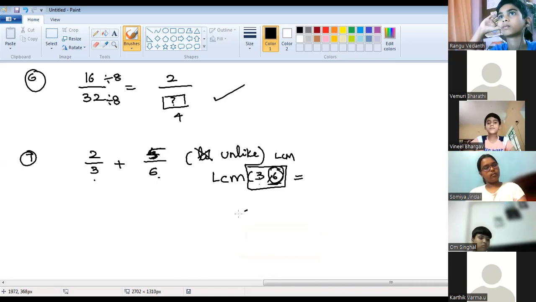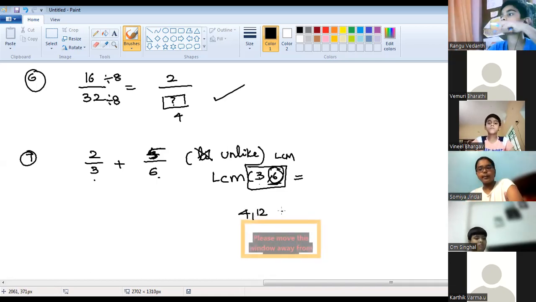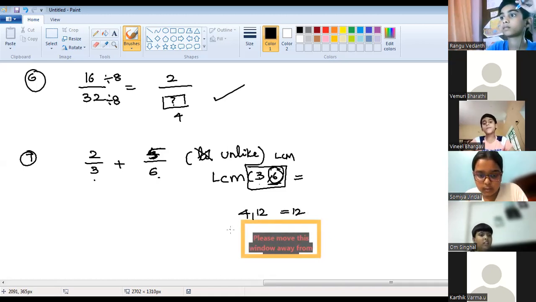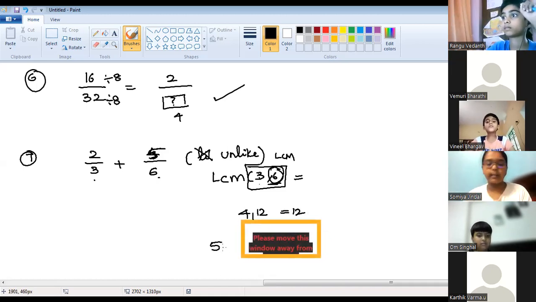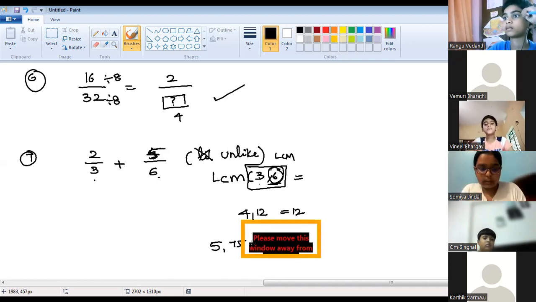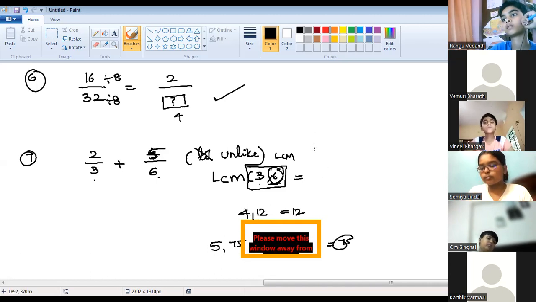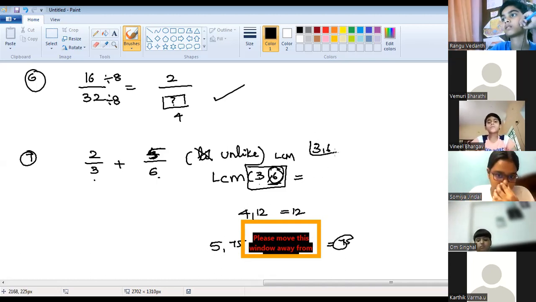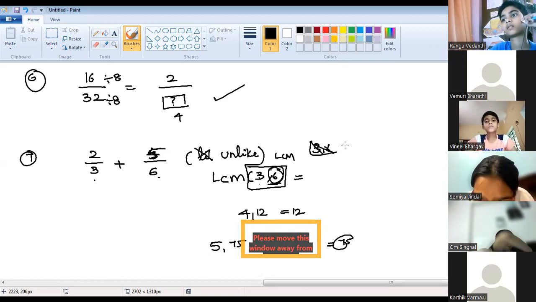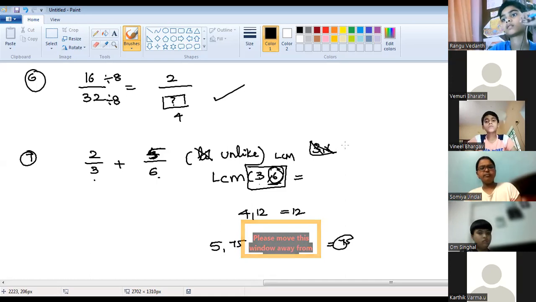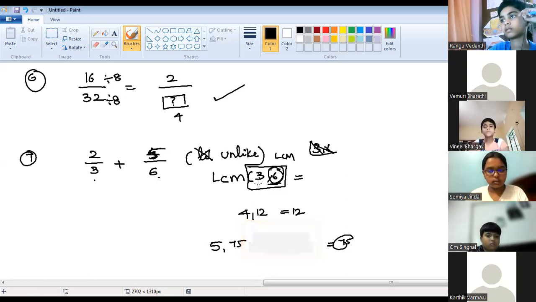Not only in this case. Suppose 4 and 12. What is the LCM of 4 and 12? 12, because 4 threes are 12. Very good. Suppose 5 and 75. What is the LCM? 75. For such questions, no need of doing the normal procedure, making commas, no need. You can directly say, why? Because one number is a multiple of the other number. So the greater number is the LCM, and the least number is the HCF.